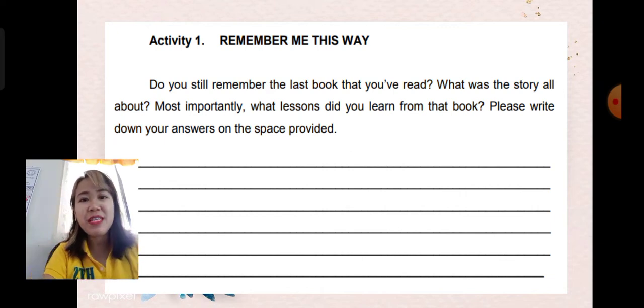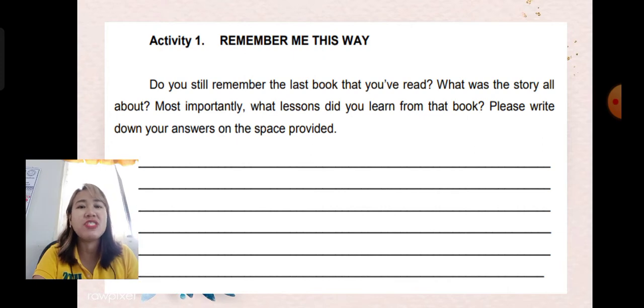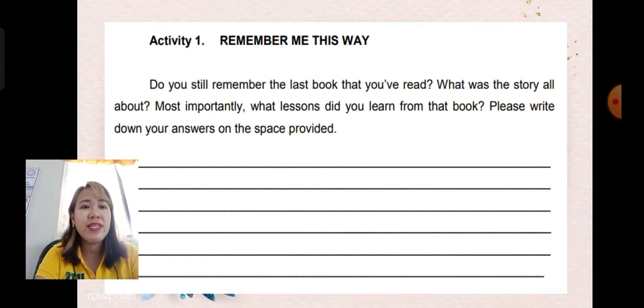Or kayo mismo, di ba, nakakapag-imagine tayo ng mga simple story na ikukwento natin, di ba? Kadalasan ay ora mismo ay nakakapagkwentuhan or nakakapagkwento ka. So, ad-lib naman yon. So, during that, gumagana yung imagination mo. So, most importantly, what lessons did you learn from that book? So, ano yung natutunan ninyo? So, yan. Please write down your answers on the space provided.